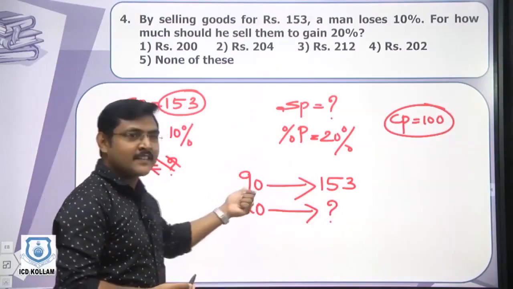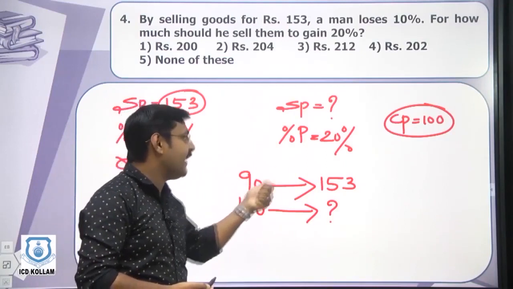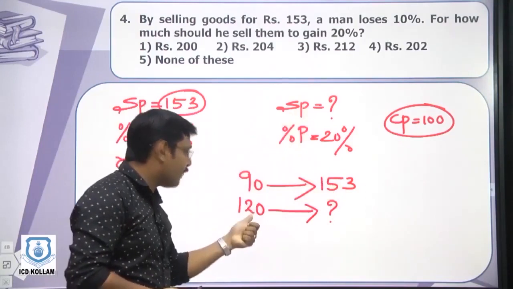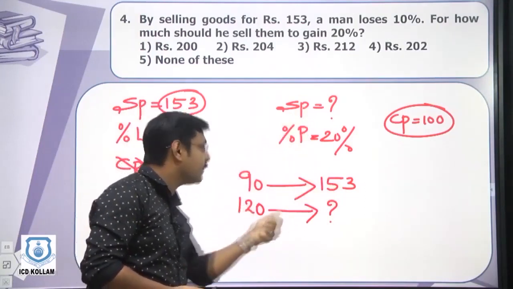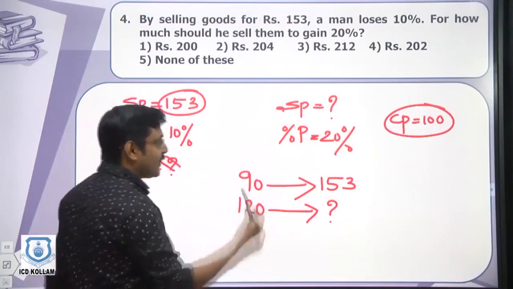If 10% is the loss, our CP is 100 and our SP is 90. Corresponding to our 90, in the given question, it is clearly given as 153. With the 20% profit, our value is 120. Corresponding to our 120, the value for the given question is. The CP is not changing, that's constant, remember that. So here also I am applying the broken chain.